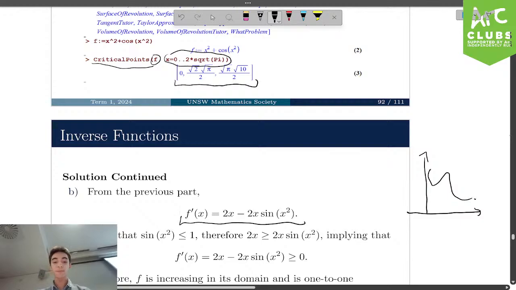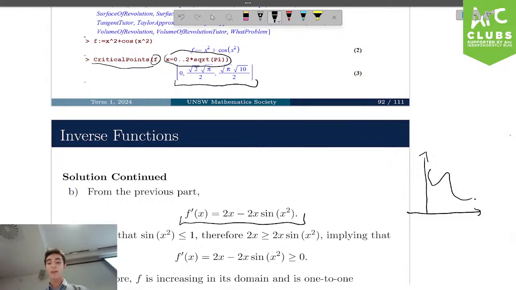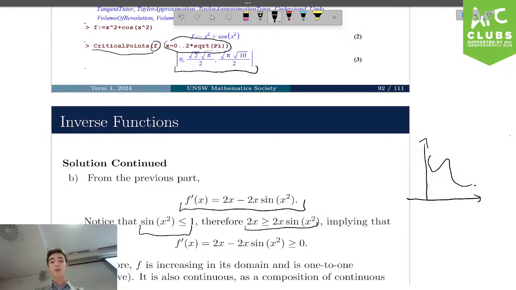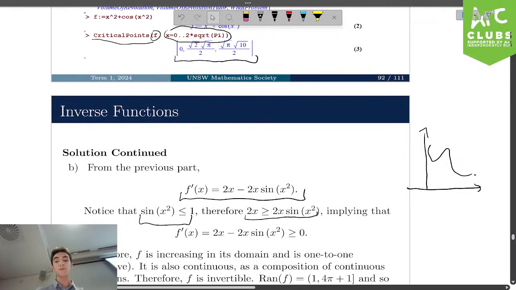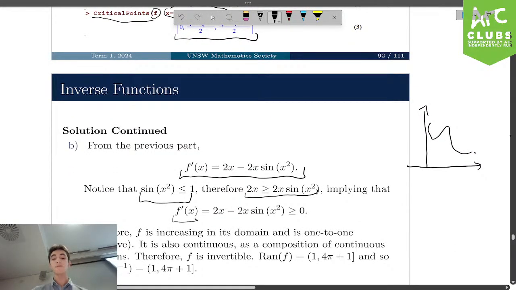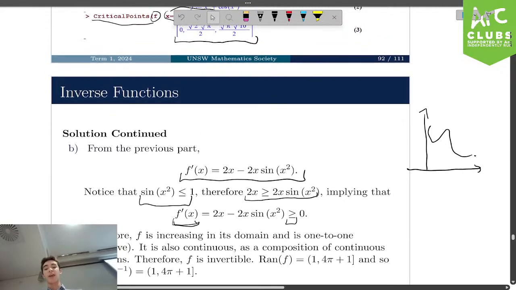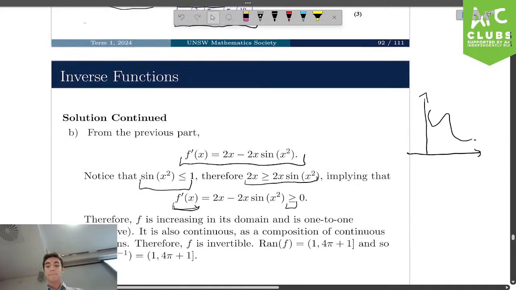Here's our derivative, right? And noting that sine of x squared is always smaller than or equal to 1, 2x would always be larger than or equal to 2x times sine of x squared. So one subtracted from the other would always be non-negative, okay? That means our derivative is strictly non-negative. Not always positive, but non-negative. And that does imply that our function f is increasing, okay?